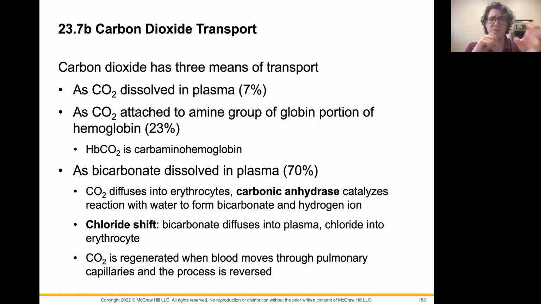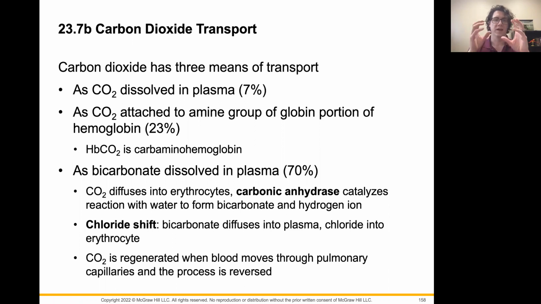CO2 is a little different. CO2 also has a low solubility in water, so we're not going to find a bunch of it just dissolved as CO2 in the blood plasma. Some of it will be, because there is some solubility. Around 7% of the CO2 that we make is going to be found dissolved in the blood plasma.